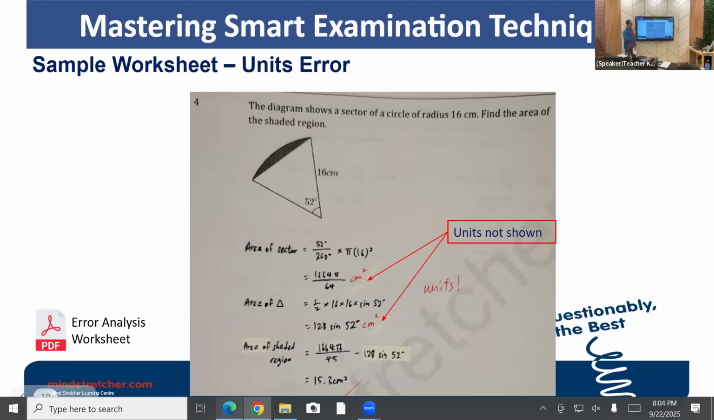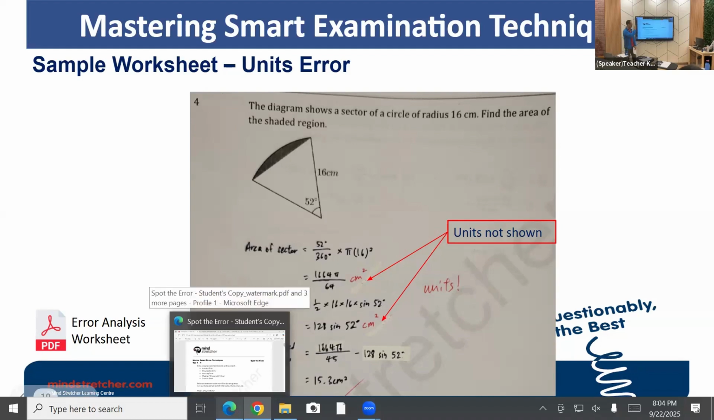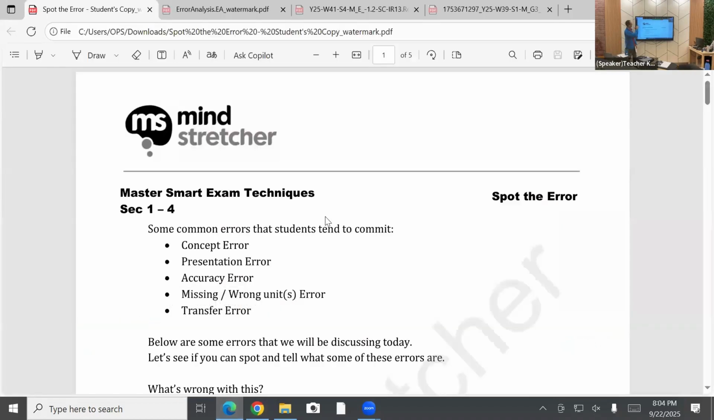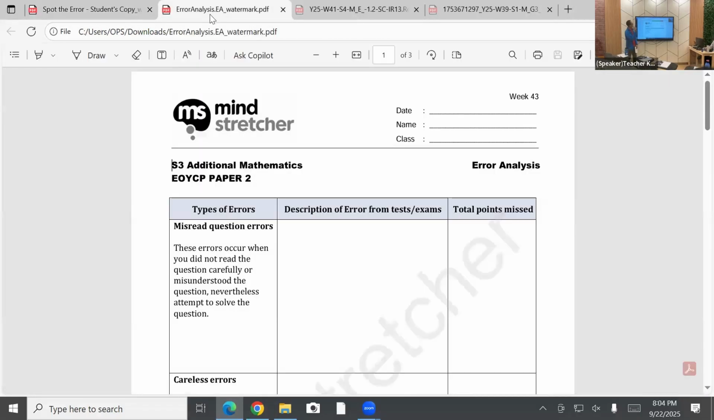Okay, so before I go into the next slide, this one is what you are having here. Let's see. This is just an example. For those who are mind structure students, you would have seen something like this before, right?